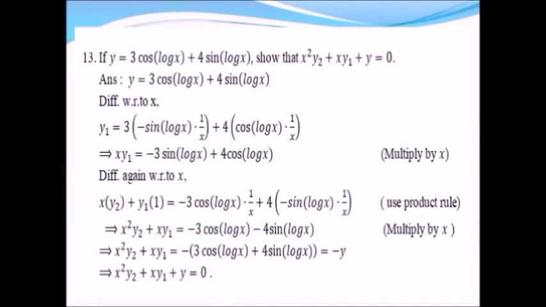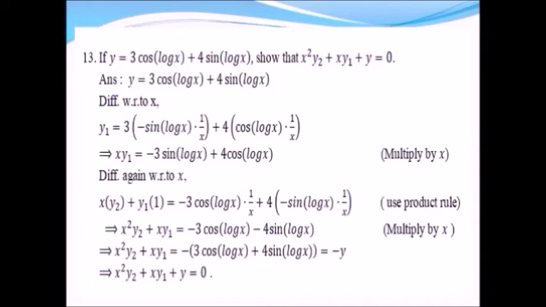This is equal to the differentiation of minus 3 sine of log x, which is minus 3 into cos of log x into 1 by x, plus the differentiation of 4 cos of log x, which is 4 as it is, differentiation of cos of log x is minus sine of log x into 1 by x. Again I am multiplying with x to cancel that 1 by x term.